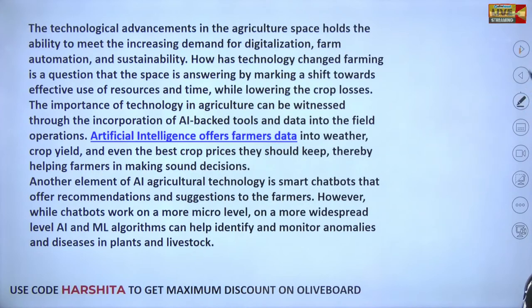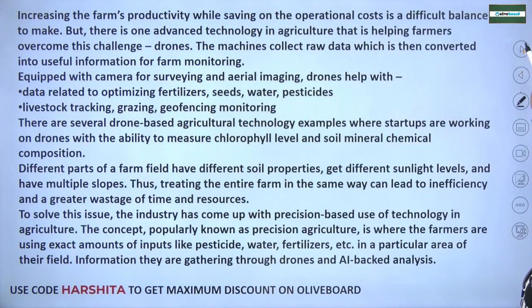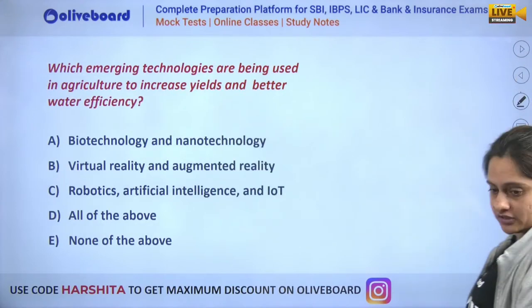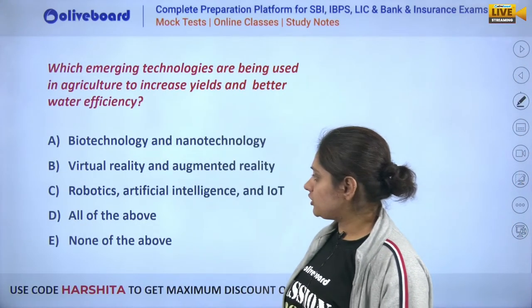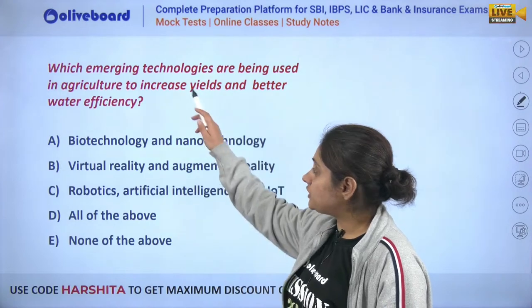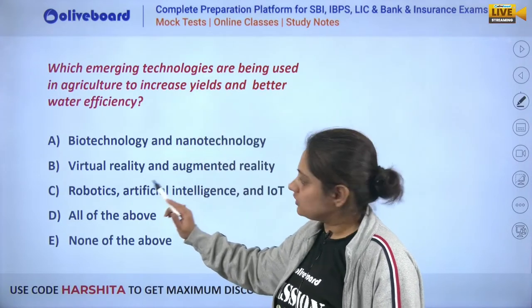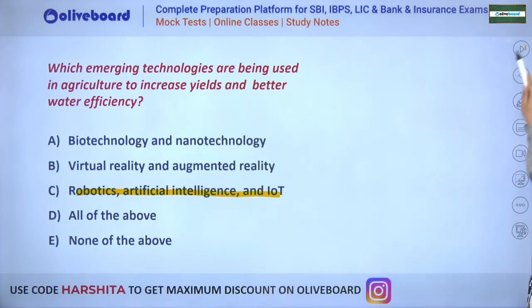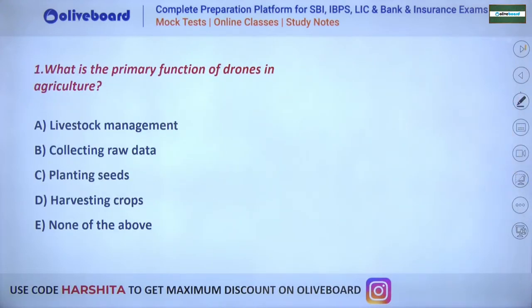Means there are more and more coming up technologies, right? How will you mention? What will you answer? Like, what will be your final answer for this one then? C or D? Particular emerging ones they have given. So, I think C again. Yes, C again. Robotics, artificial intelligence and IoT. They have mentioned no particular emerging ones. Which are the emerging ones? Theek hai. Next, primary function of drones in agriculture.